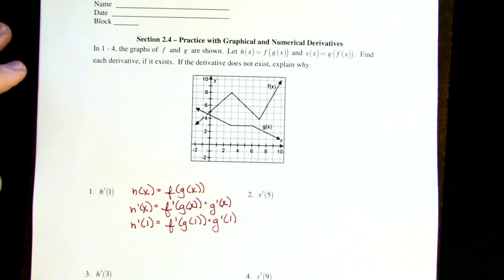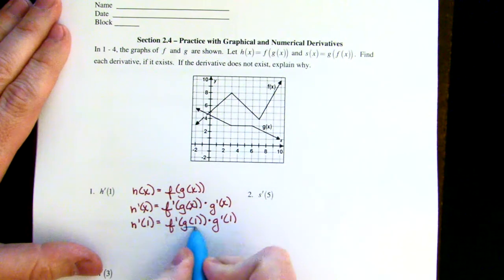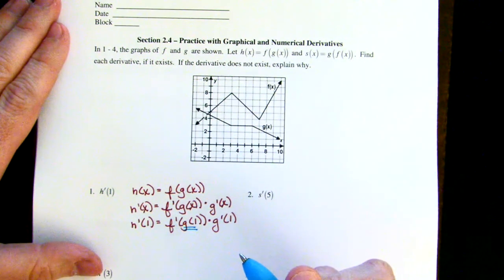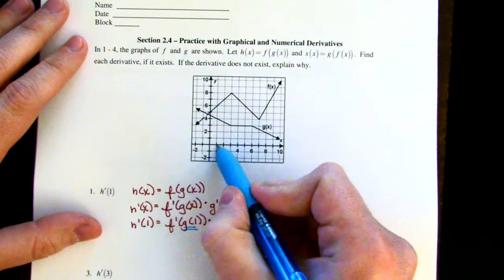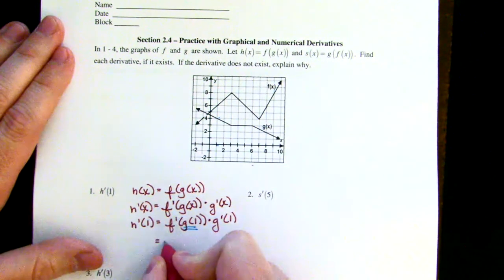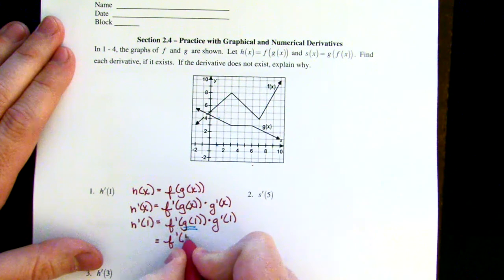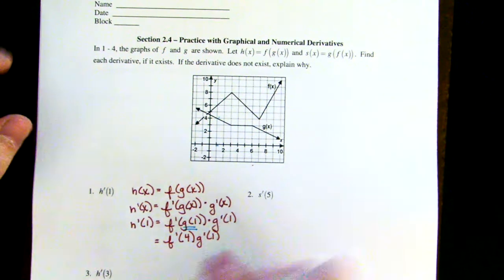To evaluate this, I'll do what I usually do with these, and I'll start on the inside and work my way out. I need to figure out g of 1, which means tell me the y value on the g function when x equals 1. Well, when x is 1, my y value is 4. This problem is going to become f prime of 4 times g prime of 1.